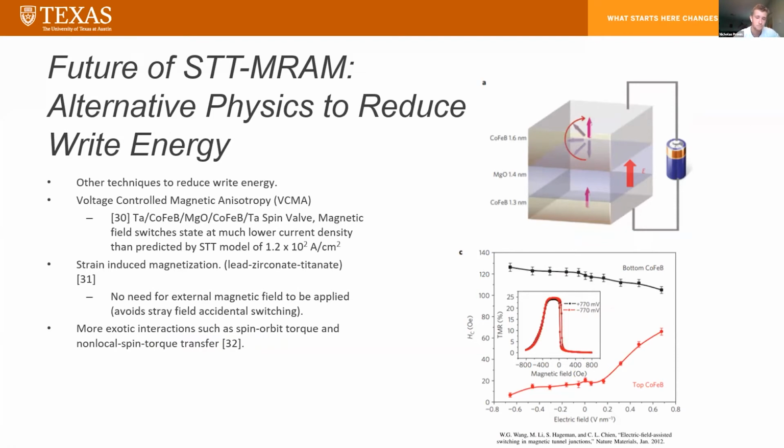You could also use what's known as strain-induced magnetization, where you couple a piezoelectric material to the magnetic material, and then similarly apply a bias. This strains both the piezoelectric material and the magnetic material. What this does is rotate the easy axis and allows for a smaller STT current to be applied. There are also some other things like spin orbit torque and non-local spin torque transfer, but somebody else is going to discuss spin orbit torque today.